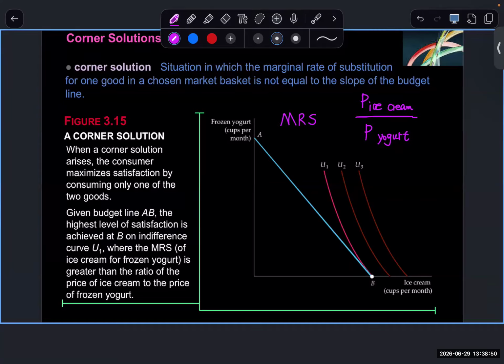Basically, MRS is the slope of the indifference curve, right? So let's say you want the slope is here. But the price ratio is the slope of the bottom line. So one is here, one is here. Which one is greater? For the IC, right? So that means MRS is larger than the price ratio. This is the slope of the IC, which is MRS. This is the slope of the bottom line, which is the price ratio. So in this case, for corner solution, MRS is higher.